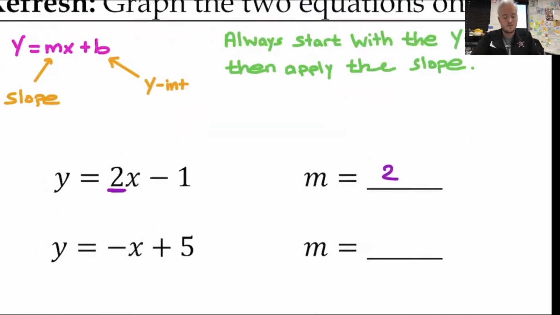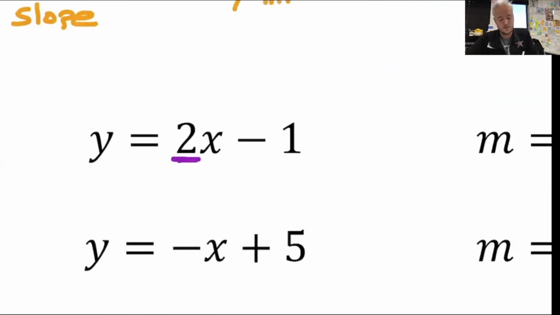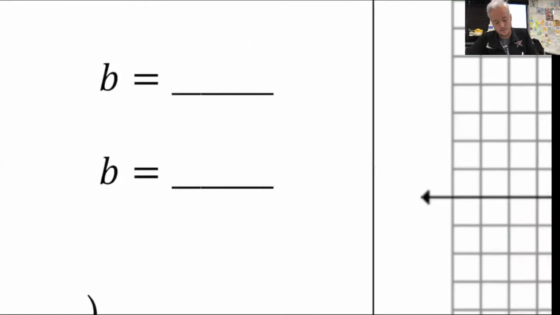And then for my y-intercept, you're looking for what it is adding or subtracting. Down here, we are subtracting 1, which means our y-intercept is negative 1.